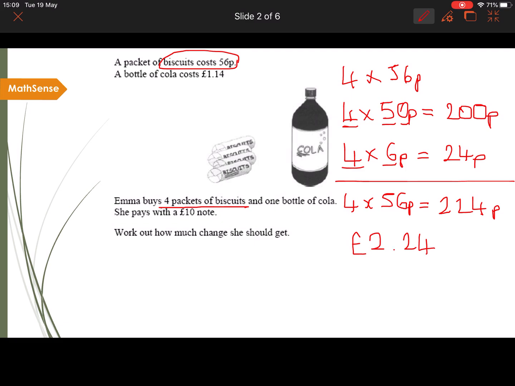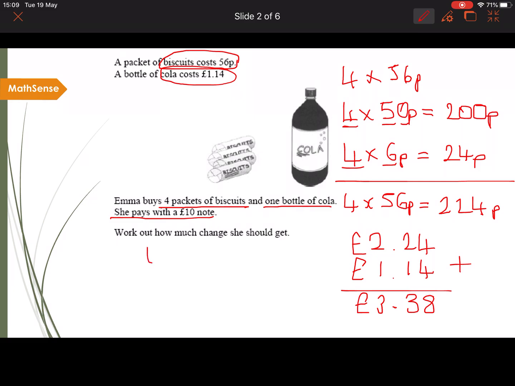Now I just need to convert that to pounds, which is £2.24. If you're unsure how to convert from pennies to pounds, you just divide by 100 because there are 100 pennies in every pound. Now in my question, it tells me that Emma also buys 1 bottle of cola and that cola costs £1.14. So I will need to add that to her total bill. 4 plus 4 is 8, 2 plus 1 is 3, 2 plus 1 is 3, and I know that Emma's total bill is £3.38.